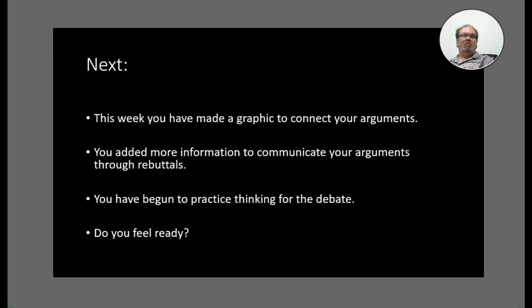This week you have made a graphic to connect your arguments. You added more information to communicate your arguments through rebuttals or through opposition, opposing arguments. And then you've come back with another opposing argument. That's the way we build this debate, and so we have to start thinking about it. You've begun to practice thinking for the debate, which is really practice. You have to think different, speak different, and you have to really expand your mind.